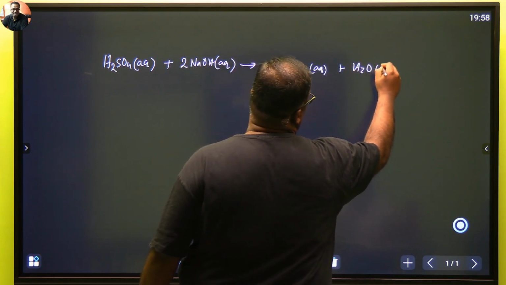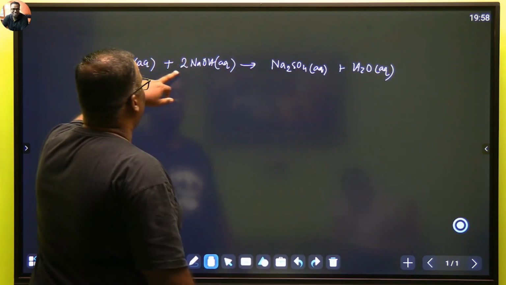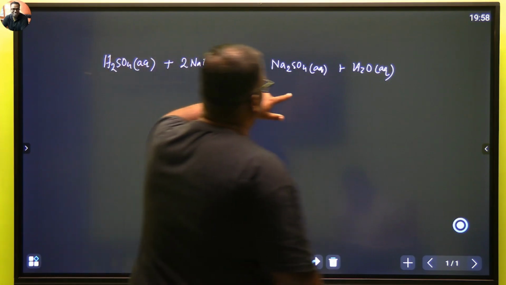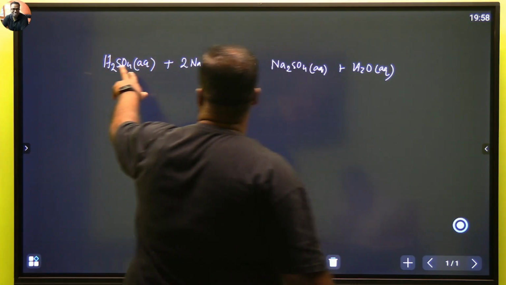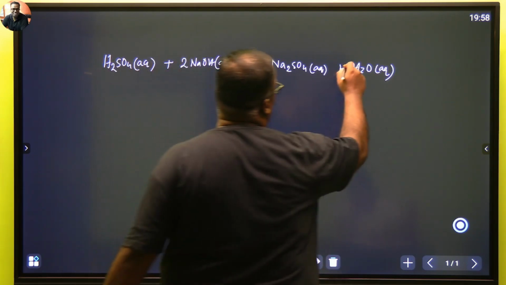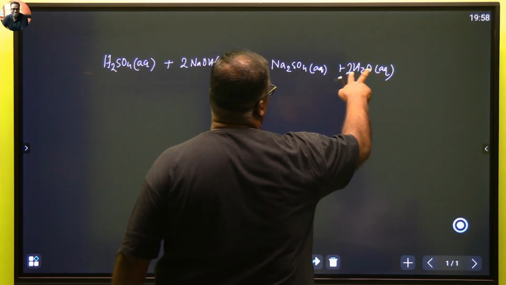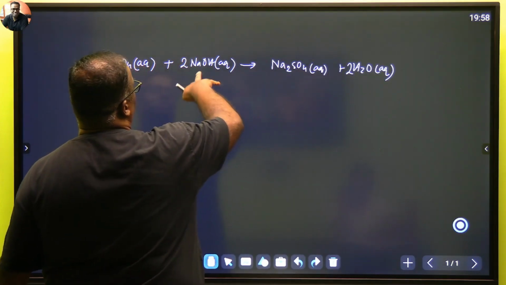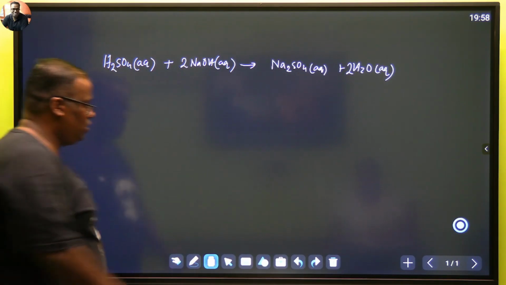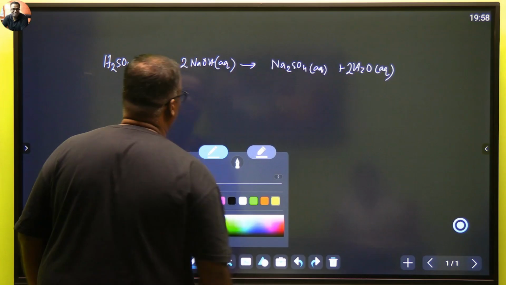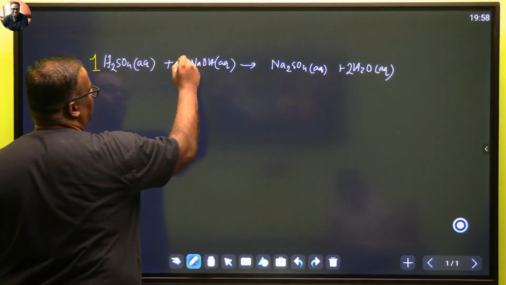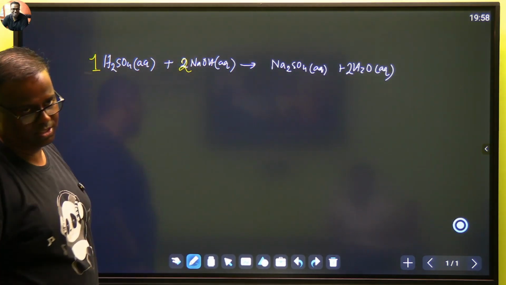First see whether the equation is balanced or not. 2 Na, Na2. SO4, SO4. H2 and H2: H2SO4 gives 2, plus 2 from NaOH, 4. So you should get 2H2O. So oxygen is 2 and 4, 6. Oxygen is 2 and 4, 6. This is balanced. So what is the relation you get? What is the conclusion that you draw? You draw that 1 mole of the acid will always get titrated with 2 moles of the base.